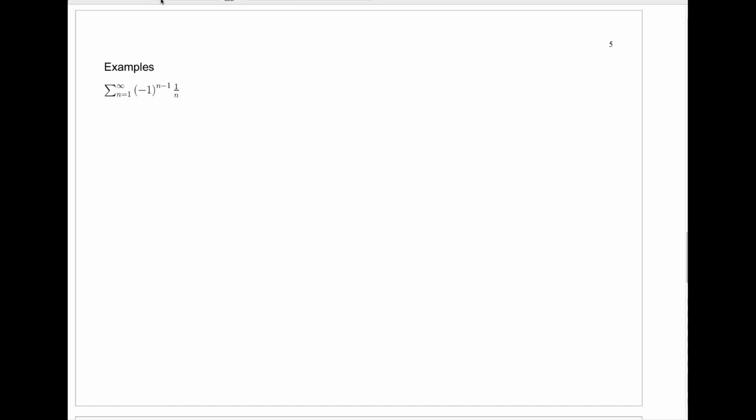Let's look at some examples. This is the example we started to look at before, the alternating harmonic series. This is just 1 minus a half plus a third minus 1/4 plus 1/5 minus 1/6, etc. Does the series converge? Well, I'll refer to the alternating series test as the AST.